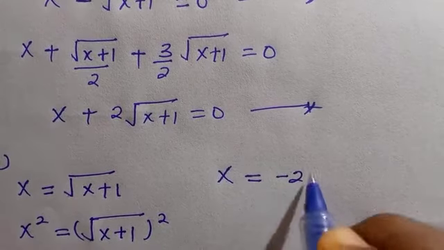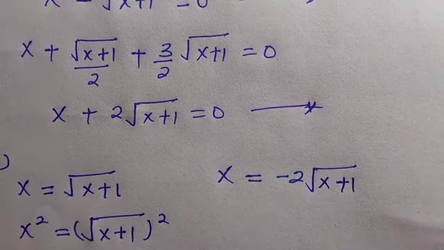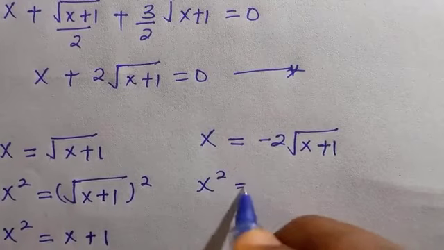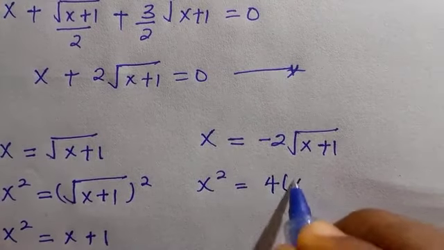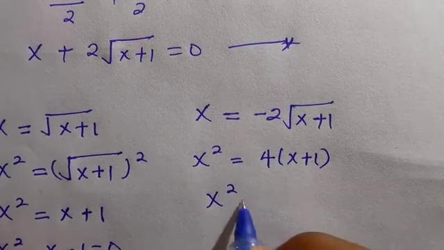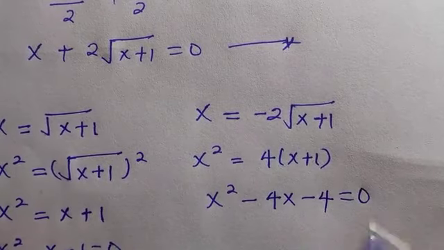We can now check the other solution, which is x equals minus 2 root x plus 2. For this one, x is greater than or equal to minus 1, but x is less than or equal to 0. So we have x squared equals 4 bracket x plus 1 when we take the square of both sides. By transferring everything over, we have x squared minus 4x minus 4 equals 0.